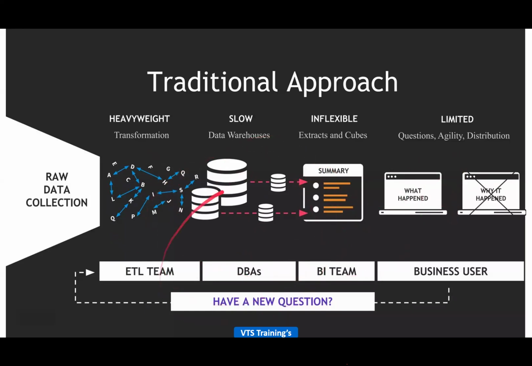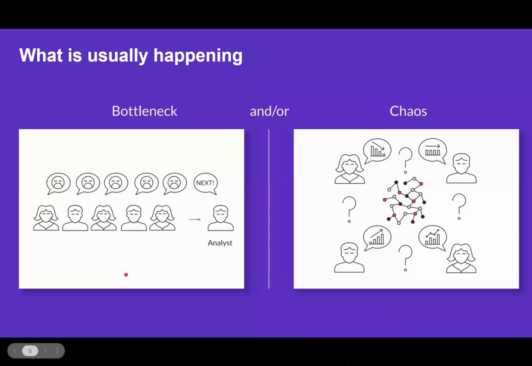It is called the bottleneck issue, because whatever the user asks, you can't provide immediately, or it takes some time. Every time you have to depend on the ETL guys or data warehouse guys, and you have to start from the initial step onwards. So there are two things that usually happen. One is the bottleneck, and one is the choice. Bottleneck in the sense that every time you have to go and start from first to last, or back to front.